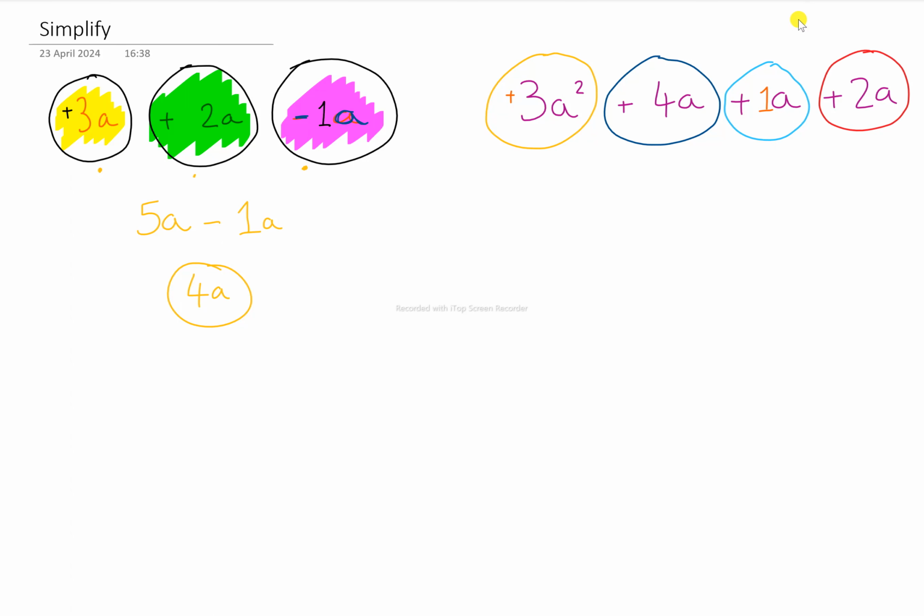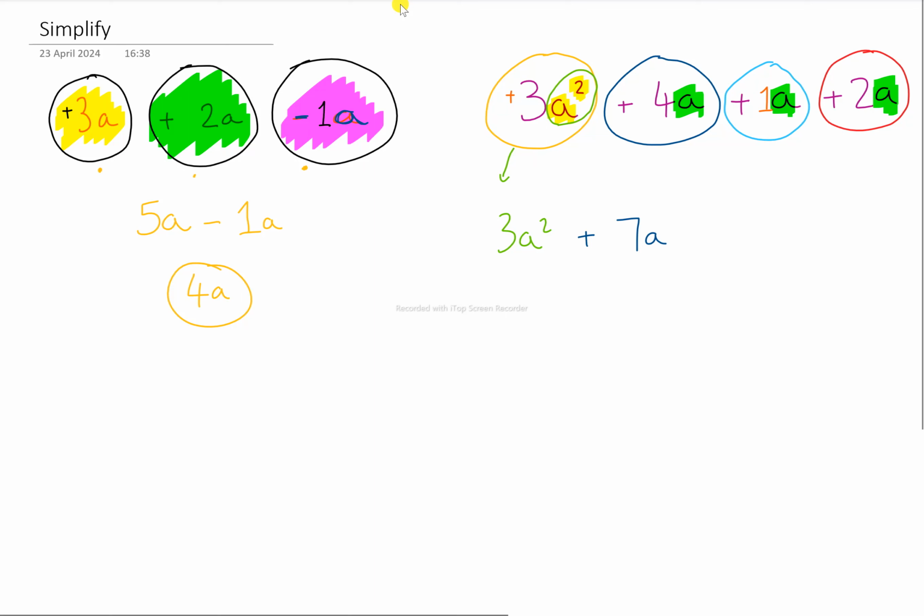So now you've got to be careful, so watch this very carefully. This is an a squared. It is not the same as an a or an a or an a. They are all a's, but this here is an a squared, so that is not alike, so I need to write that separately. Right, I've got 4a plus 2a is plus 7a. So I've got 3a squared plus 7a. A squared cannot be put together with a, so this is my final expression. I've simplified it.